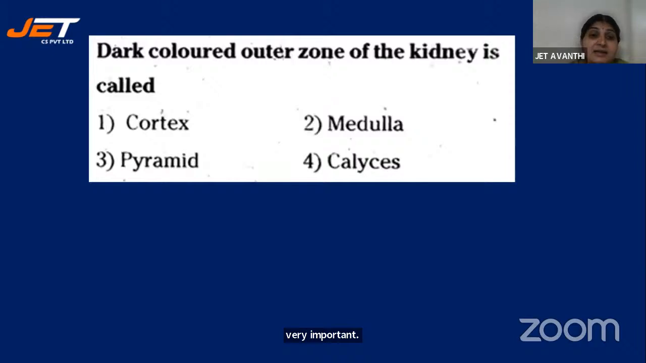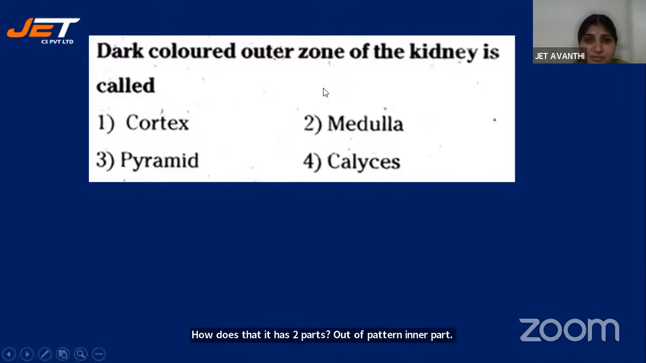Next. The dark colored outer zone of the kidney is called. What is that? It has two parts, outer part and inner part. I was telling you this a few minutes back. Very good. Shivani, Anthony. Yes, I want the answer.